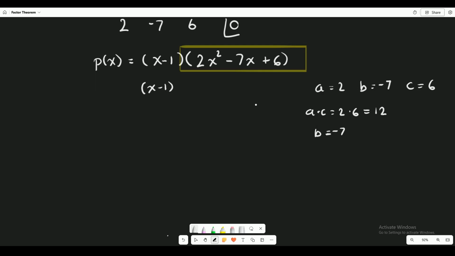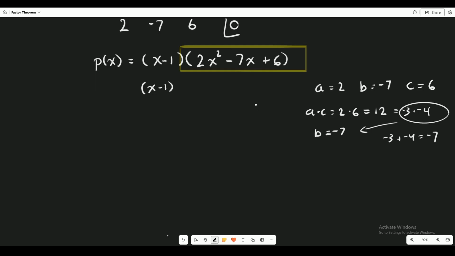Because it's a positive 12, my factors are either going to be both positive or both negative. And the only way to add factors to get a negative number is if they're both negative. So factors of 12 that add up to negative 7 are negative 3 and negative 4. Negative 3 plus negative 4 is equal to negative 7, which is our b value.